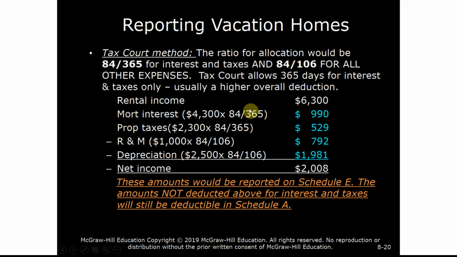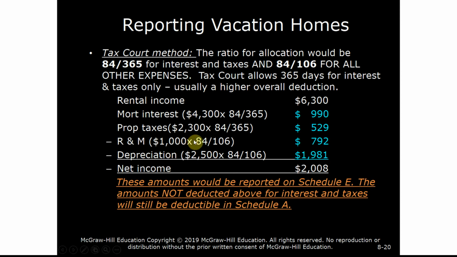So we have a rental income of $6,300. Mortgage interest, now we're going to allocate using the tax court method, the 4,300 times 84 into 365: 84 days of rental, divided by a total of 365 days in the year. Property taxes, same thing under the tax court method, 84 into 365 times 2,300 gives 529. And then the rest of the costs we allocate using the IRS method.